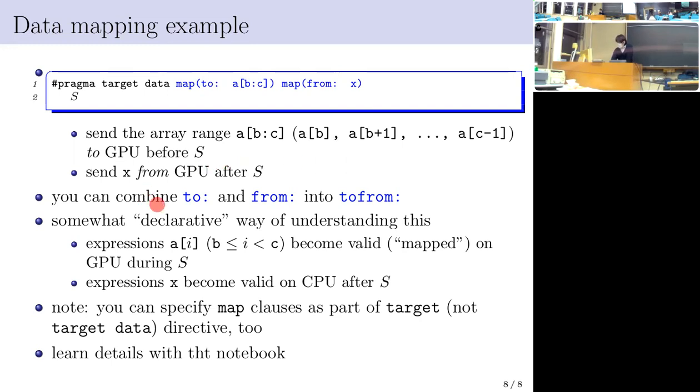And actually you can combine this to and from into one thing, like tofrom. This is useful when you first send some input data to GPU, let the GPU work on this data, and get the result back from GPU on the same address, the address you just passed to the GPU.